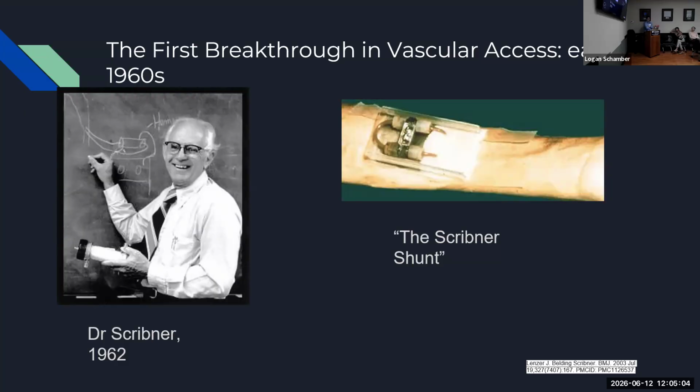The Scribner shunt went from the radial artery to the cephalic vein, and allowed dialysis to be performed without directly accessing the patient's vessels with each dialysis session. Again, this is a major advancement in the vascular surgery world.